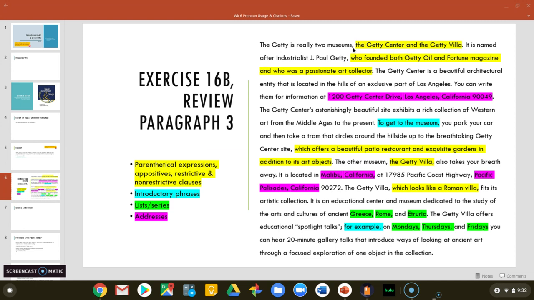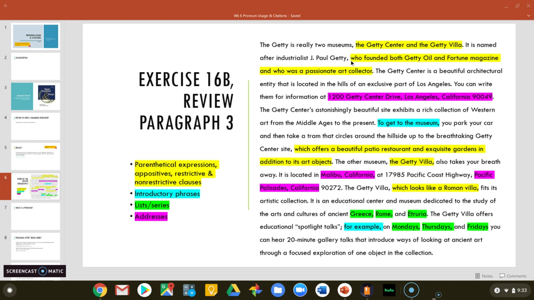So you put a comma after museums because right here we have an appositive that's kind of just providing more information about the 2 museums. It is named after industrialist J.P. Getty, who founded both Getty Oil and Fortune magazine and who was a passionate art collector. So we put a comma right here after Getty because these are 2 non-restrictive clauses, meaning they're just adding extra information about Paul Getty. We don't really need these clauses to understand who Paul Getty is.